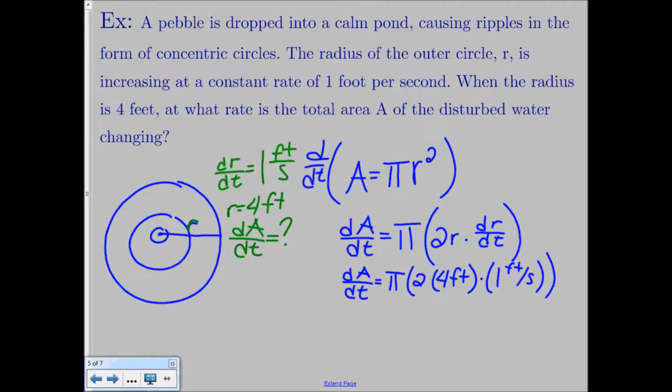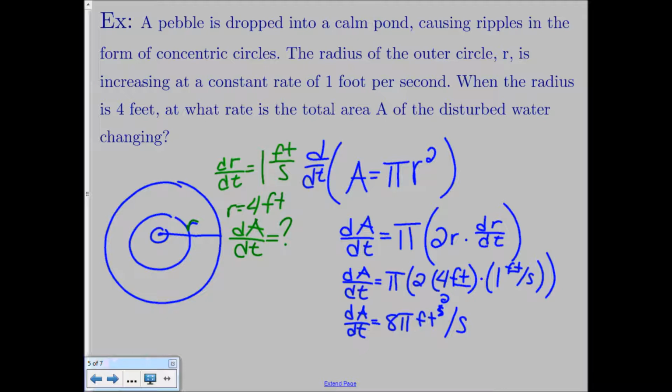Now all we're going to do is simplify. So we're going to get that our dA/dt, or the rate of change of our area, is going to be 8 pi. And now all we have to do is write our units. So since I have feet times feet, I'm going to get feet squared per second. Should be a 2 and not an S. So our final answer here, the rate of change of our area of these concentric circles, is going to be 8 pi feet squared per second.